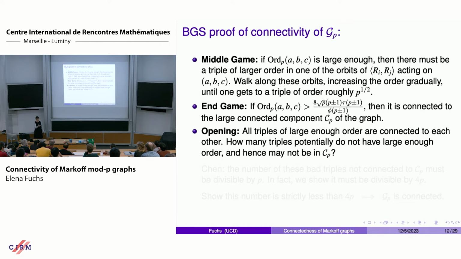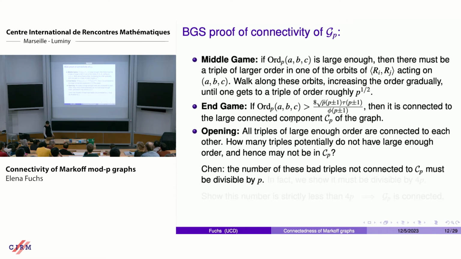So for Bourgain-Gamburd-Sarnak, that was this power of log thing, but we now know by a result of Chen that the number of these bad triples not connected to CP must be divisible by P. We actually show that it must be divisible by 4P. It's not that any connected component inside is divisible by 4P. It's just if you look at all these bad connected components together, the number should be divisible by 4P.